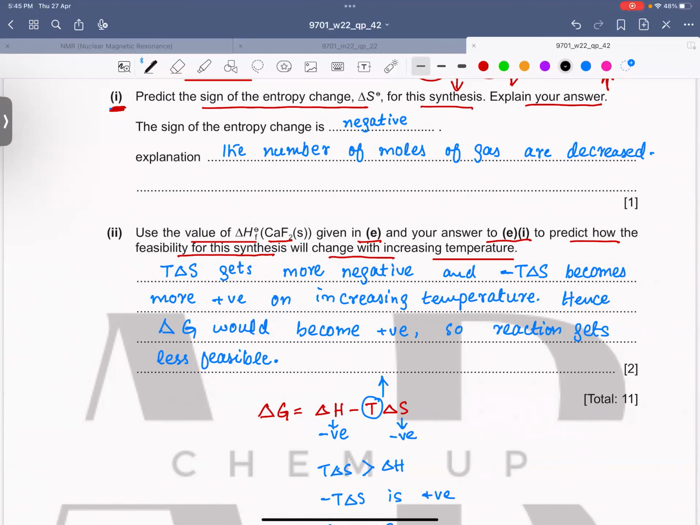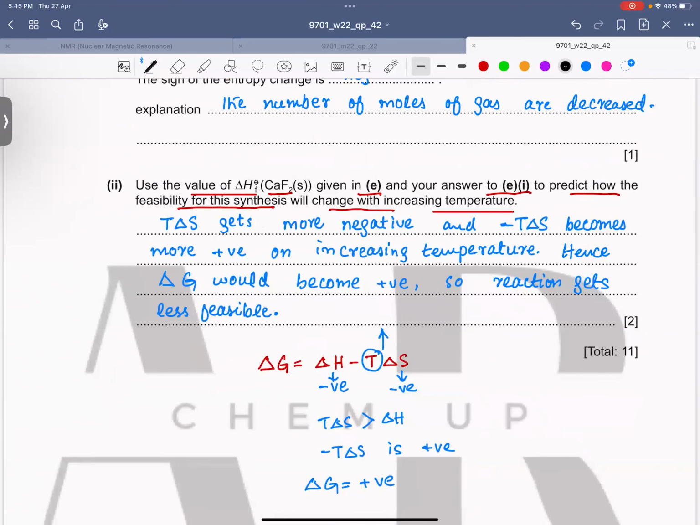Listen. Yes, Gibbs energy comes in the negative, the way you are saying. But the thing is that its value is decreasing, its value is getting closer to the positive. So if it is getting closer to the positive, what happens to the feasibility? The feasibility would become lesser than the previous one. Okay, sir, understood.